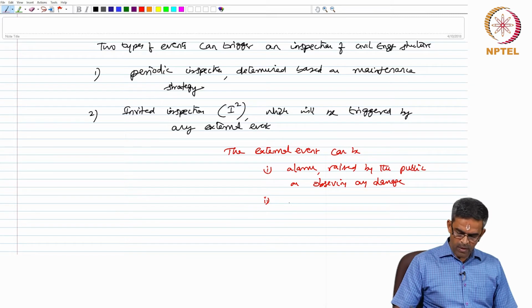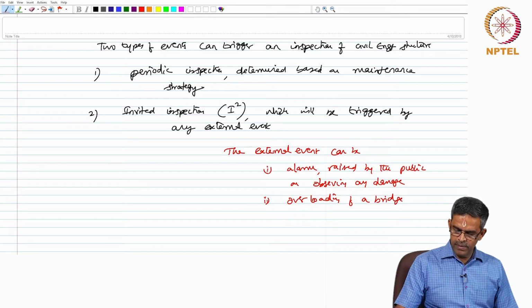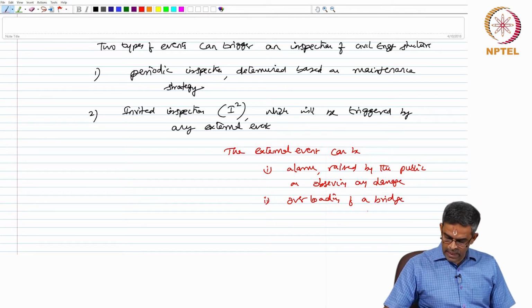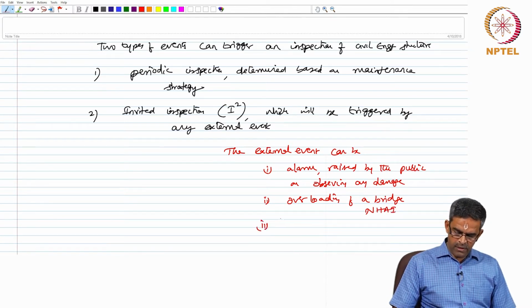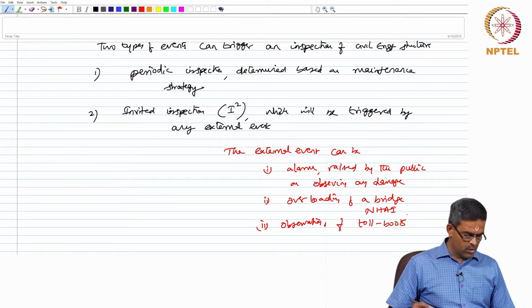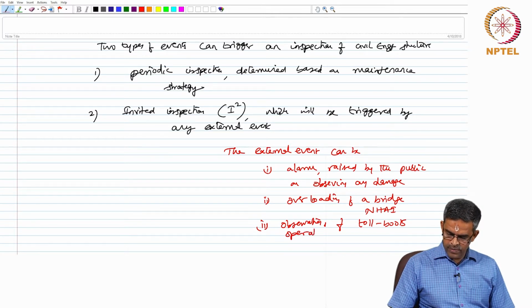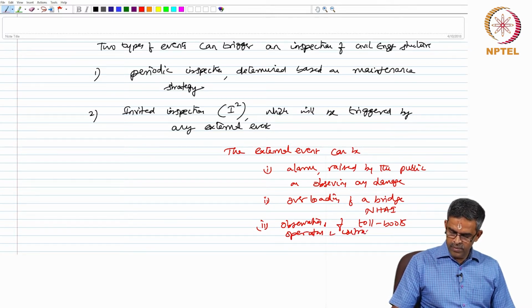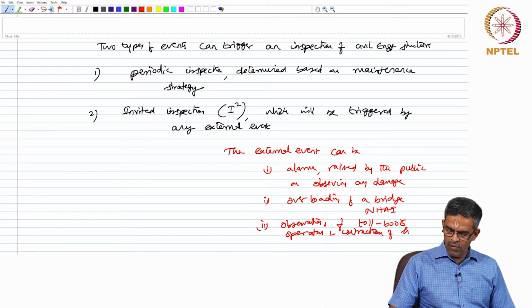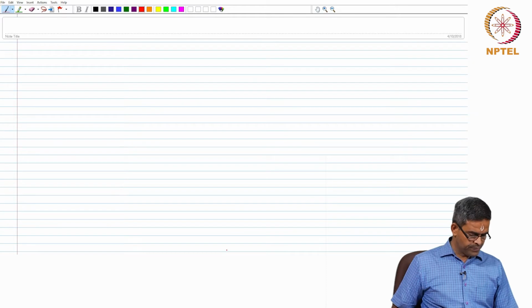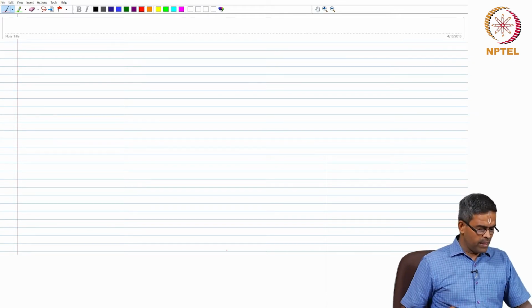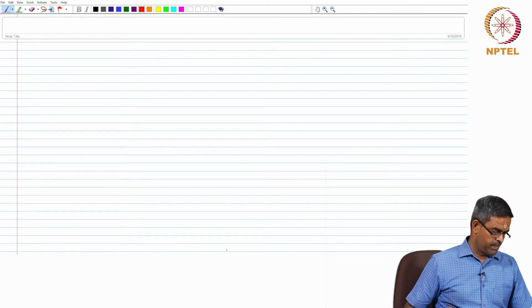It can be overloading, let us say of a bridge in NHAI. It can be observations of toll booth operators and contractors of highway. In case of railway, it can be permanent way inspectors.